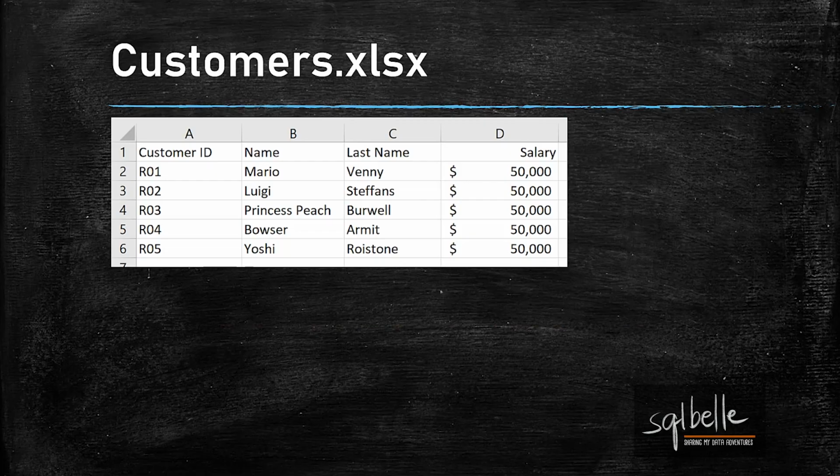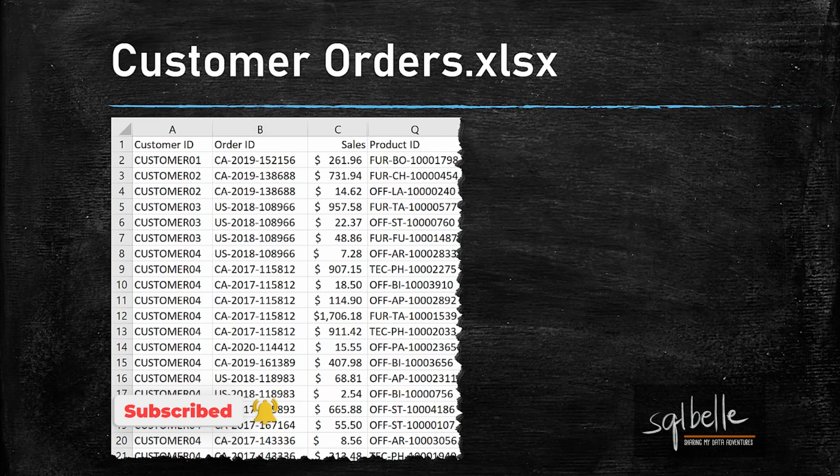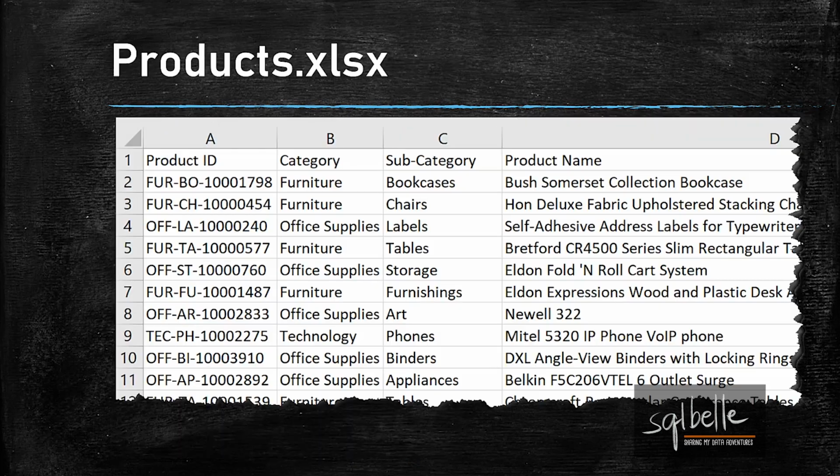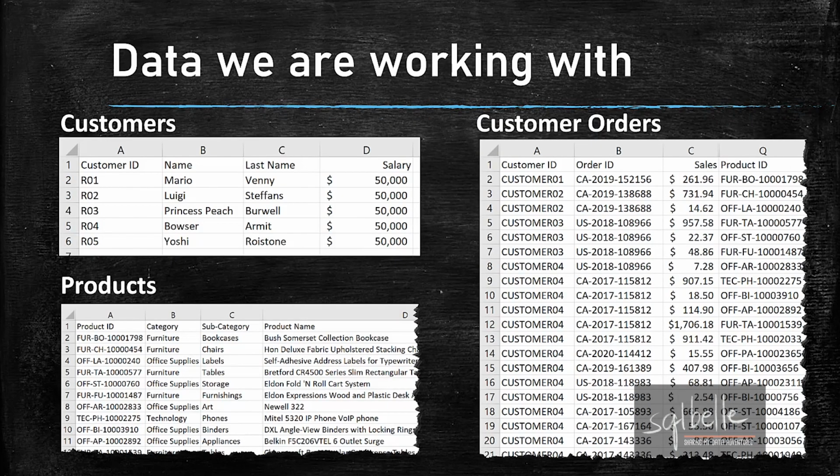We're using some fictional datasets for this video. One is an Excel file that is a customer master list. A second one is a customer order. So a customer may have ordered 0 times, 1 time, or multiple times. The third one is a master list for products. It contains information like product ID, category, subcategory, product name. So these are the three Excel files we're working with.